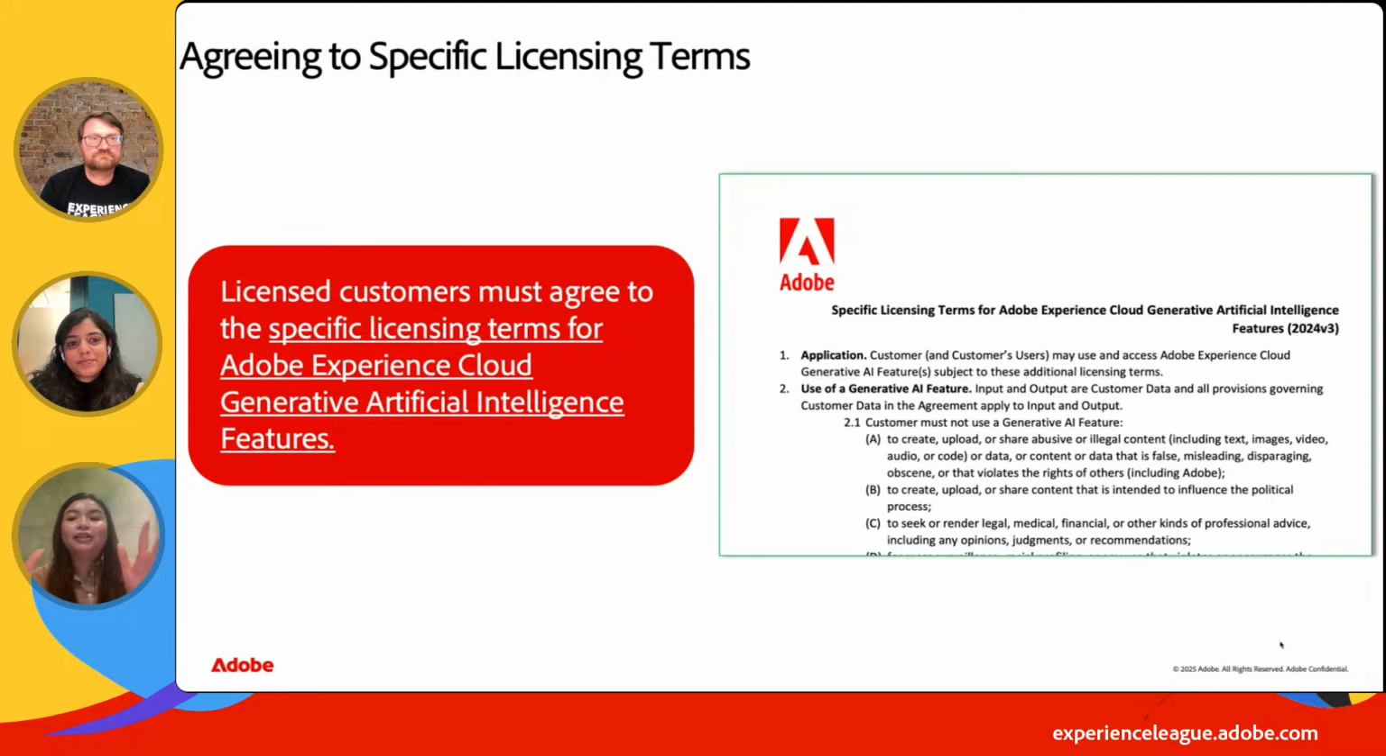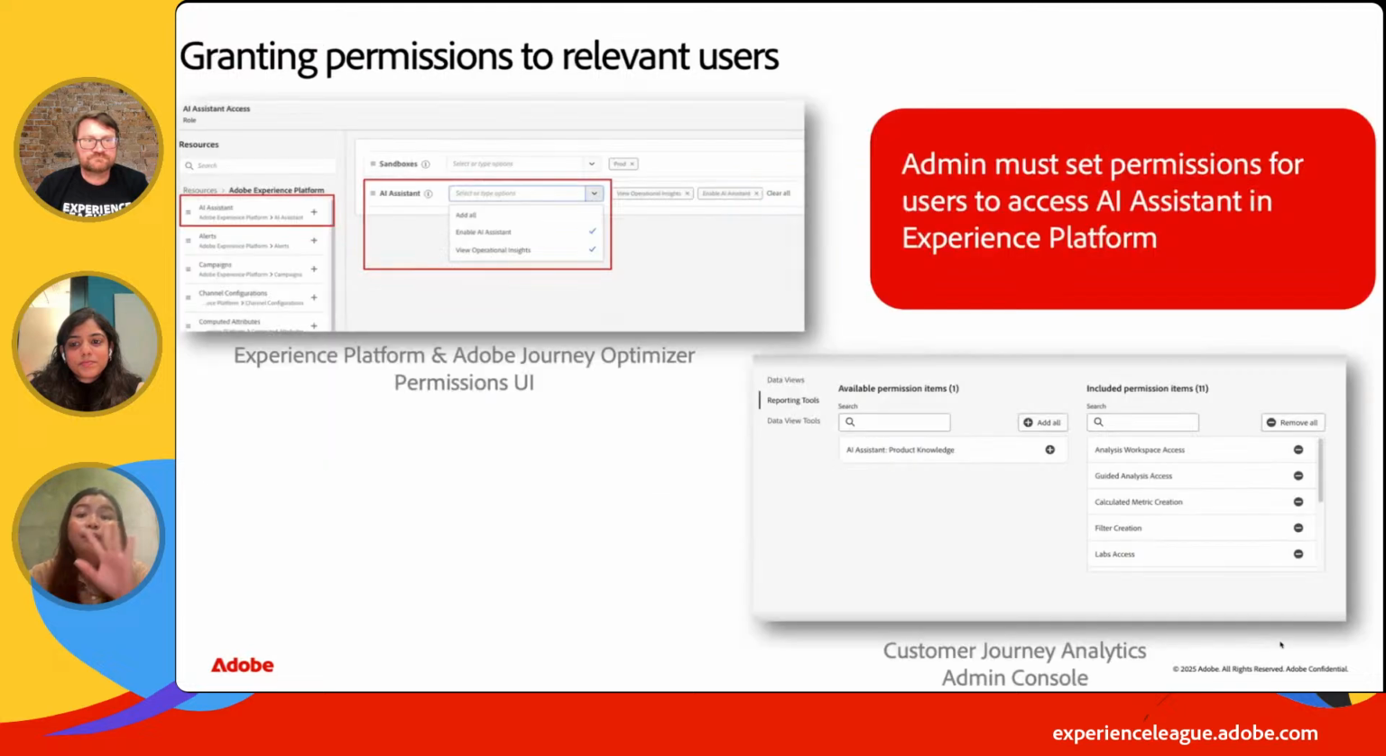So I'm happy to share that it is only a two-step process, and I know Namita has given some insight into this earlier. Basically, the first step is that if you are already a licensed AEP and apps customer, so if you are a customer of Real-Time CDP, Customer Journey Analytics, and Adobe Journey Optimizer, the first step is to agree to the specific licensing terms for Adobe Experience Cloud generative AI features. And then once you sign that Gen AI legal addendum, as mentioned multiple times, the admin of the customer must grant permissions to applicable users across the organization for them to start using AI assistant. It will not be on by default.